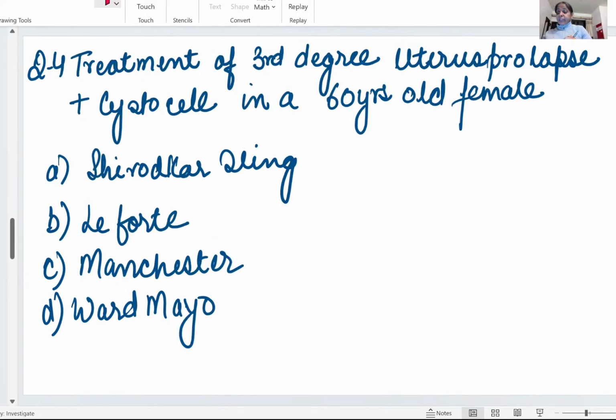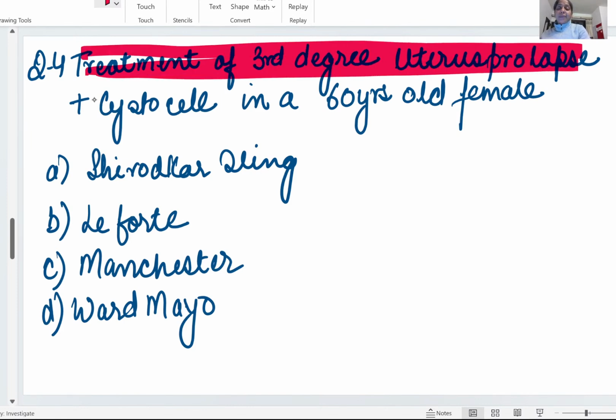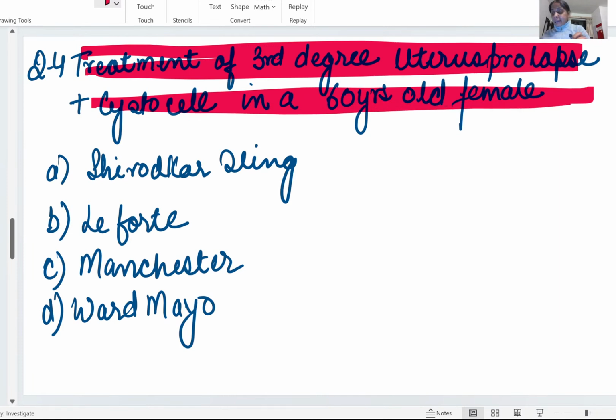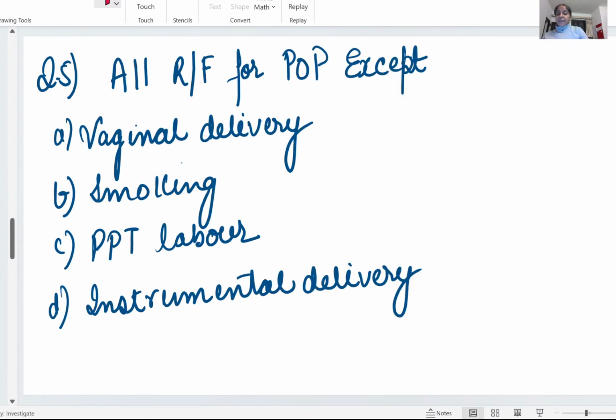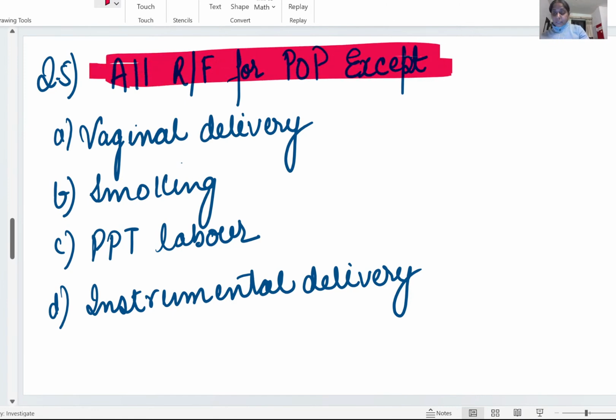Number 4: treatment of third degree uterine prolapse and cystocele in a 60-year-old female. Options are Schrodker sling, Le Fort, Manchester, Ward Mayo. Question number 5: all are risk factors for pelvic organ prolapse except.